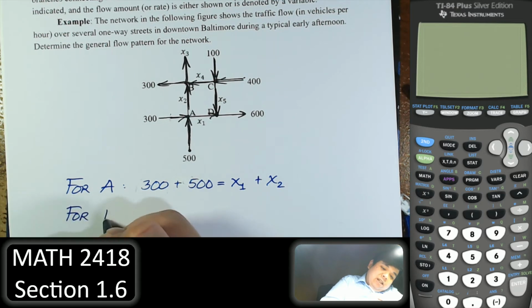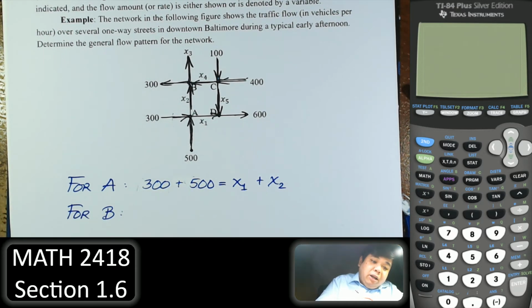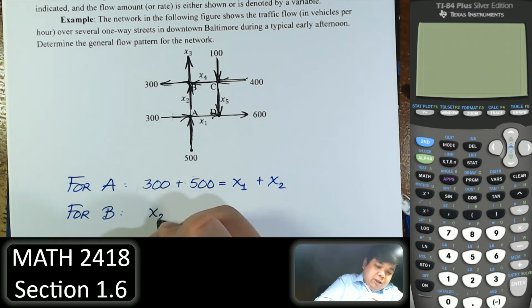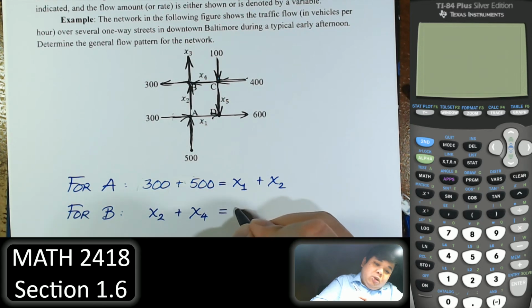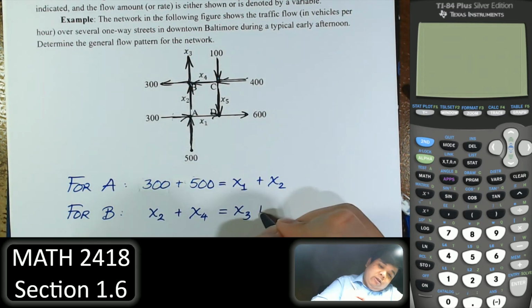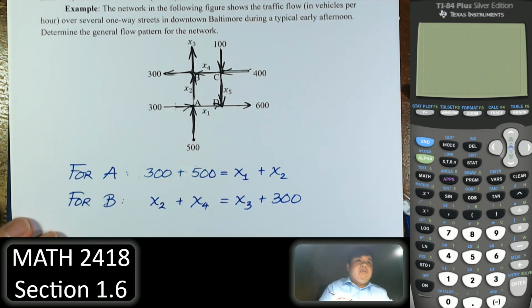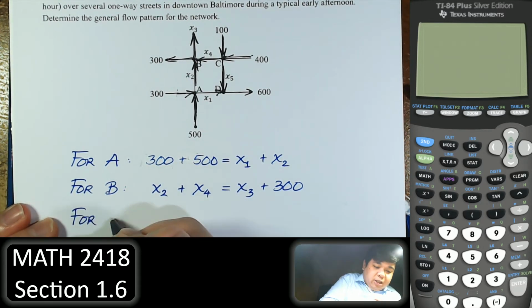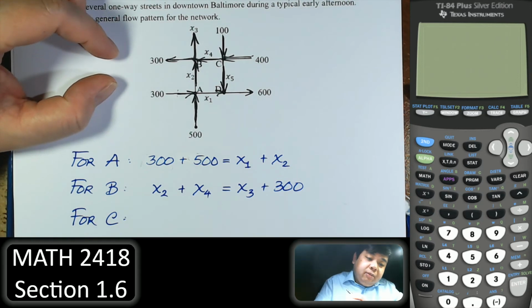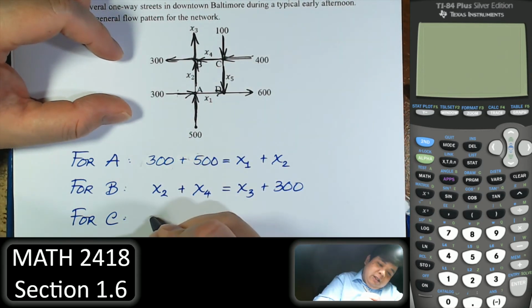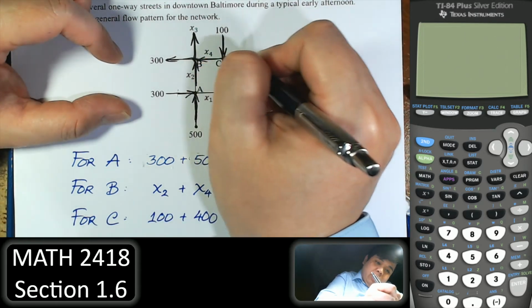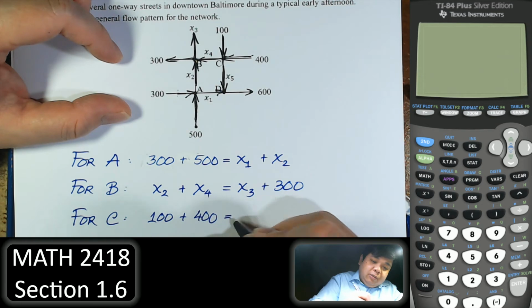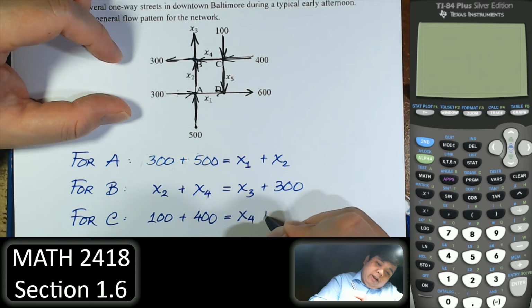For node B, incoming is x2 and x4, outgoing x3 and 300. That makes perfect sense, right? For C, incoming 400 and x1 and x4, and outgoing x4 and x5.